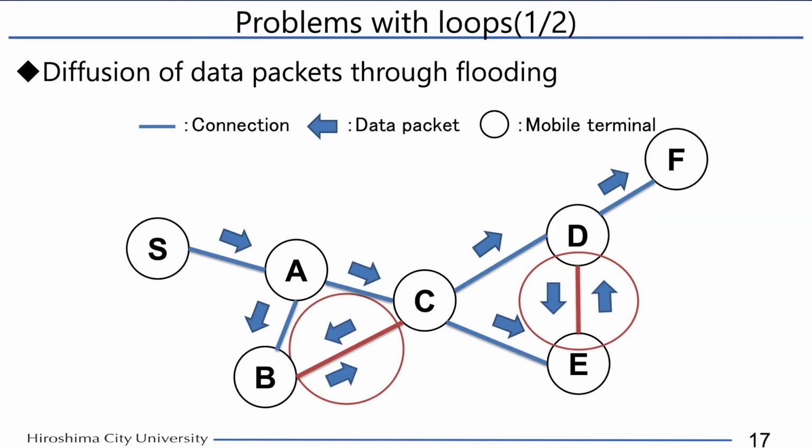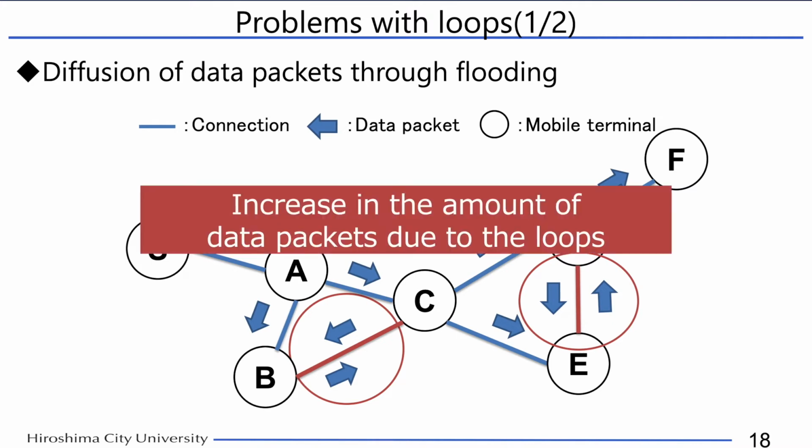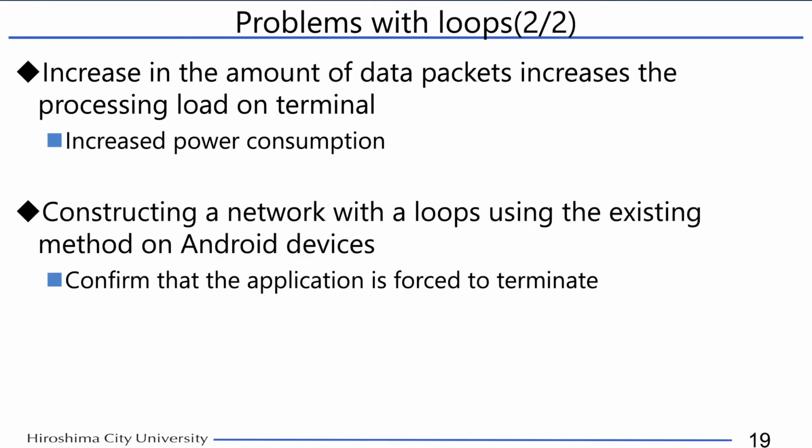Bluetooth MANET diffuses data packets to all terminals by flooding. In this picture, the loops are shown as red lines. Flooding with the loops will increase the amount of extra data packets. The increase in the amount of data packets increases the processing load on the terminals, and this increases power consumption. We have confirmed that when a network has many loops using the existing method on an Android device, the application and Bluetooth operation become unstable, and the application is forced to terminate.